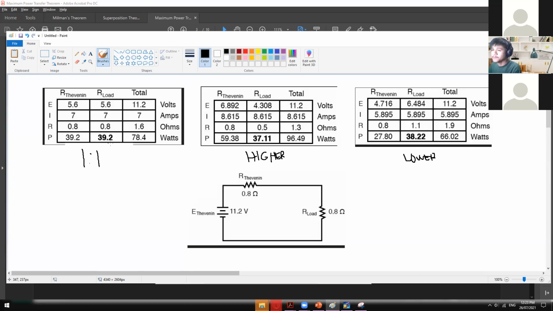So as you guys can see, the best value of your R-Thevenin and R load should be 1:1. So kung ano yung value ng R load, dapat same sa R-Thevenin. Kung ano yung value ng R-Thevenin, dapat the same sa R load. Kapag hindi sila magkaparehas, most likely you won't be able to get the maximum power transfer. Okay, so 39.2 is higher than 37.11, 39.2 is higher than 38.22.